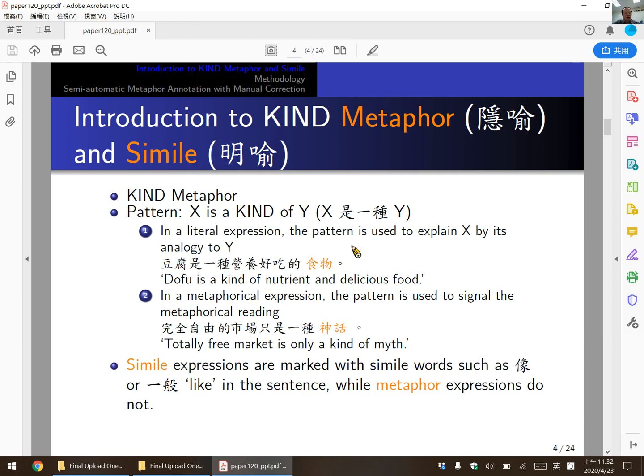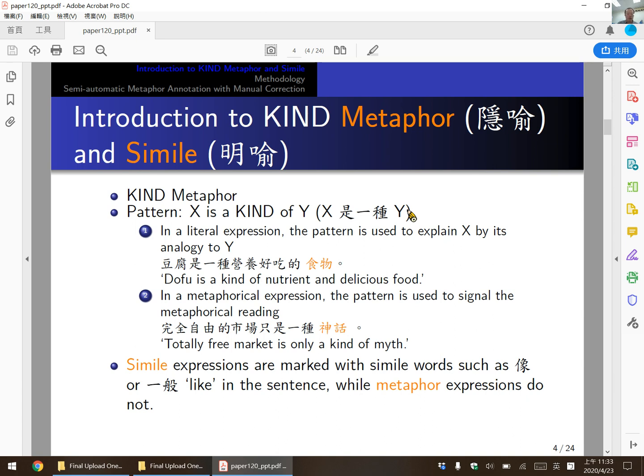The chi-metaphor in this study refers to the expression with the pattern "X is a kind of Y", and an expression with such a pattern could have two readings. In case 1, the literal reading, this pattern is used to explain X by its analogy to Y. For example, "tofu is a kind of nutritious and delicious food."